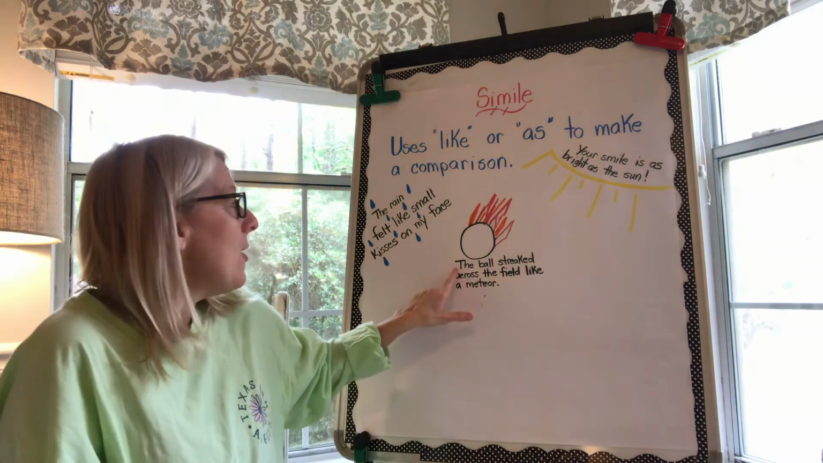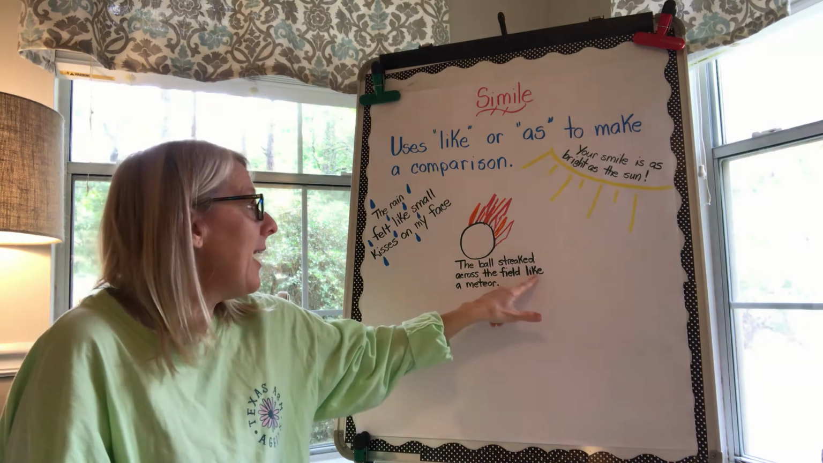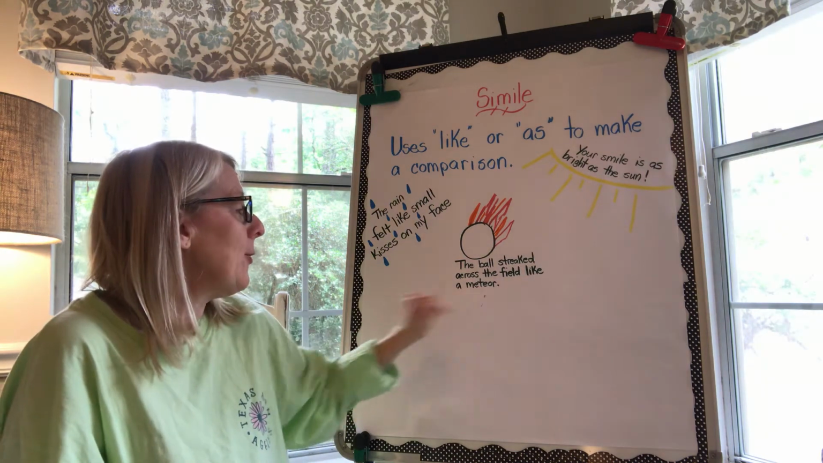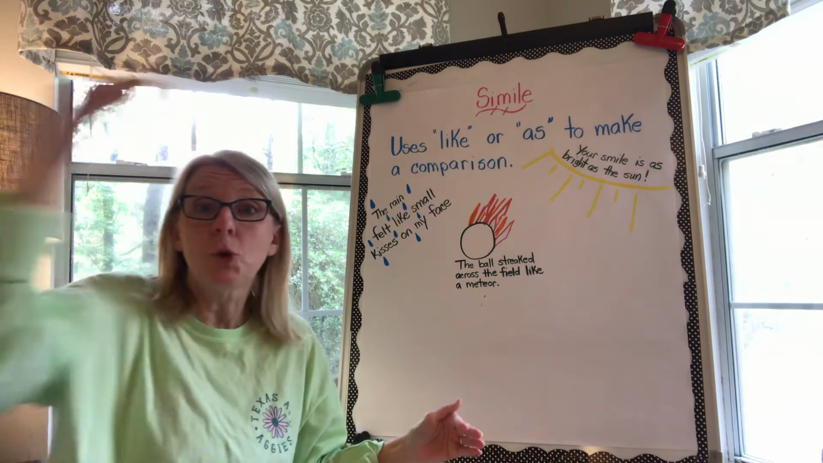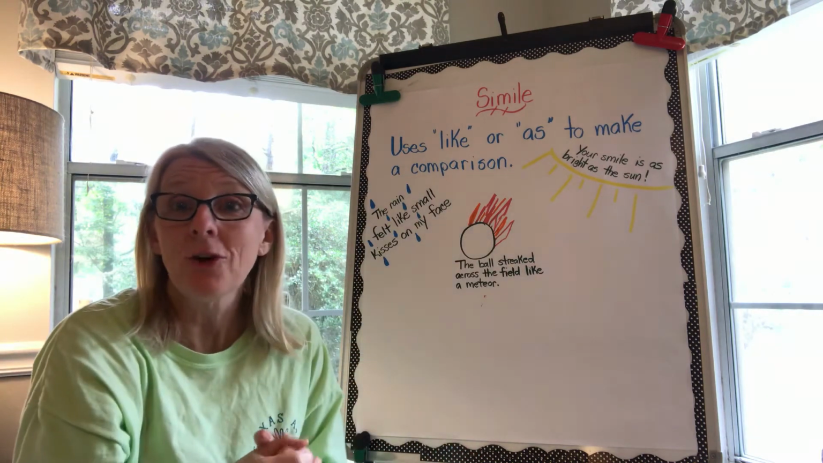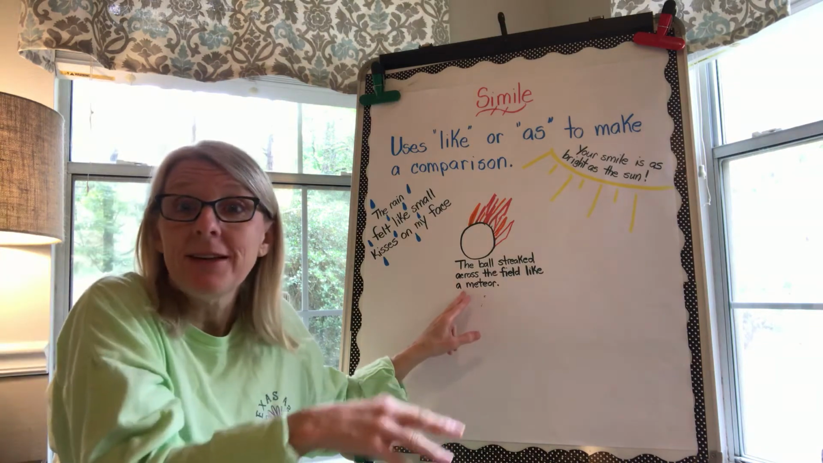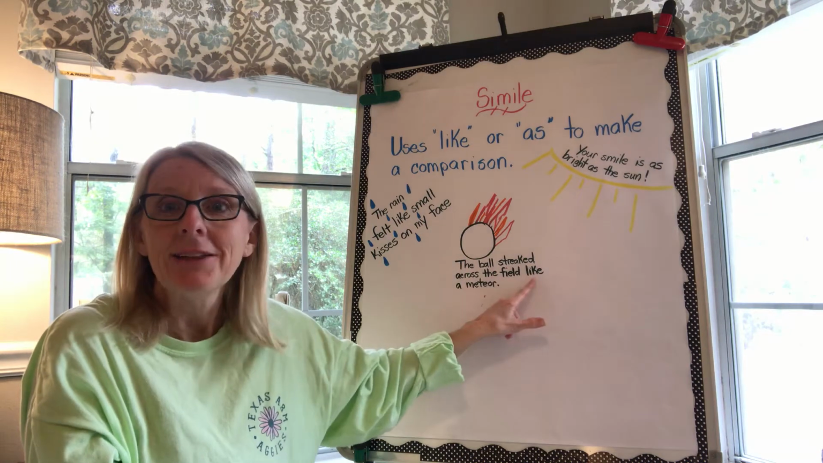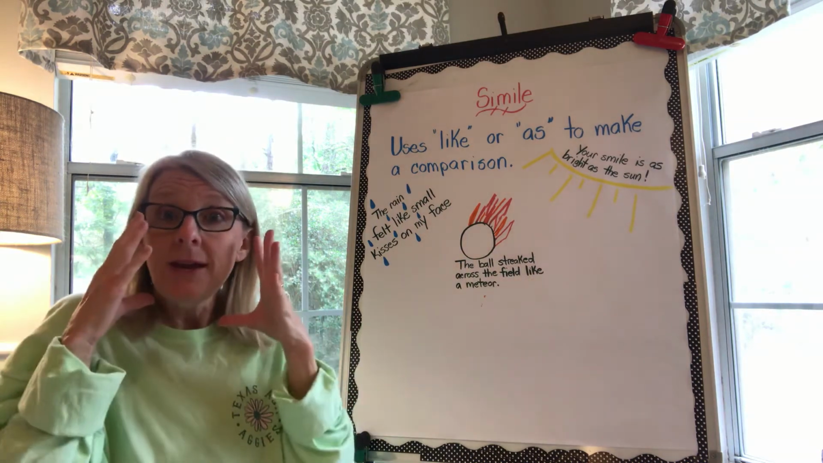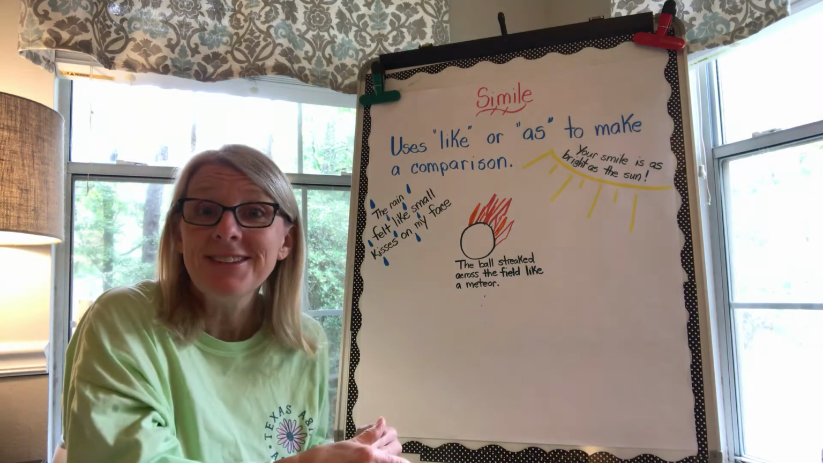How about this one? The ball streaked across the field like a meteor. Ooh, do you know what a meteor is? It comes like a shooting star, right? It goes right across the dark night sky. And it goes super fast, doesn't it? So if we say the ball streaked across the field like a meteor, can we kind of picture in our mind that that ball's going really, really fast?